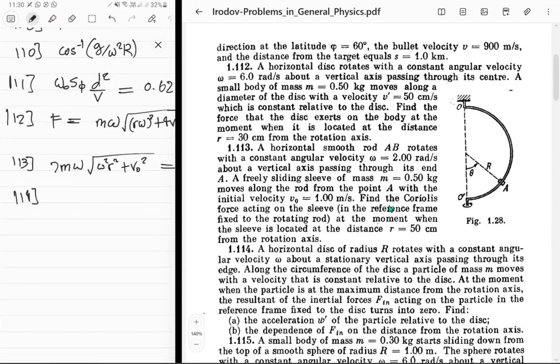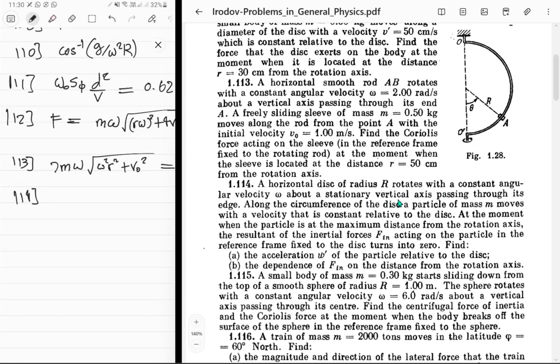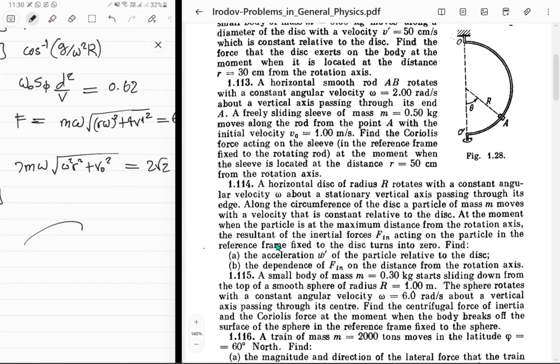114. A horizontal disk of radius capital R rotates with constant angular velocity omega about a stationary vertical axis passing through its edge. Okay, the axis passes through its edge. So if this is a top view, then it's rotating about this point. Along the circumference of the disk, a particle of mass small m moves with constant velocity relative to the disk. At the moment when the particle is at maximum distance from the rotation axis, find the resultant of the inertial forces in the reference frame fixed to the disk.